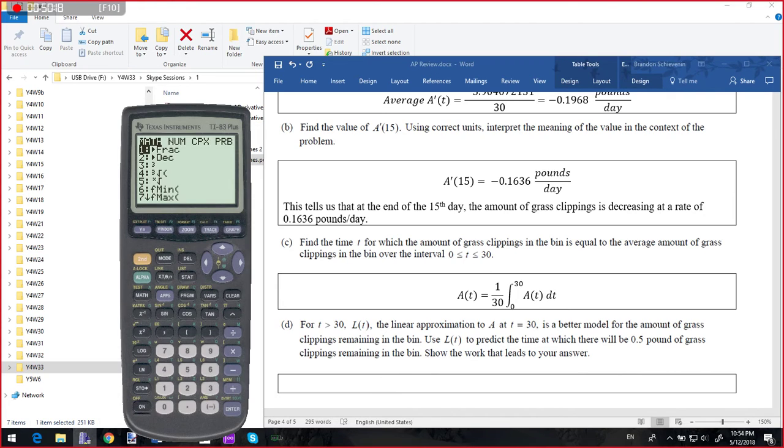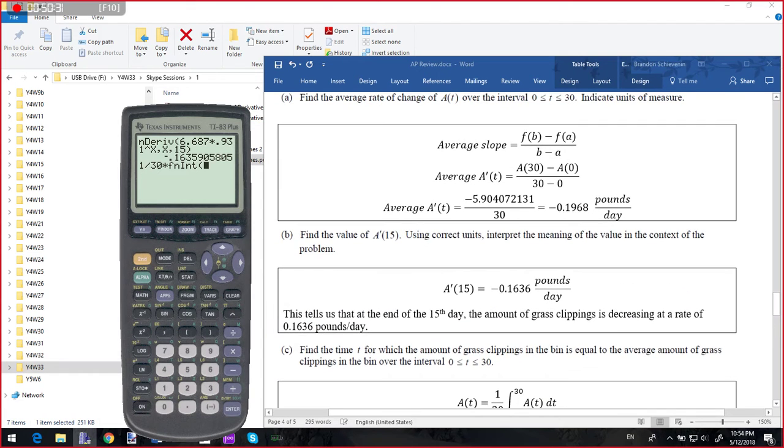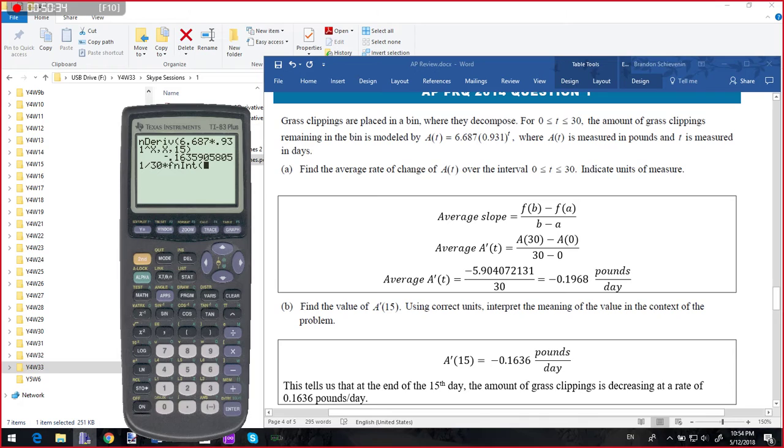Math. Okay, math. And the ninth option is function integrate. Okay, so I need my equation next. I could retype this, but I do have my equation stored right now as y1. So if you want to plug it in, I could hit variables, Y variables, function, y1. Okay, so I've plugged in all of this so I don't have to retype it.